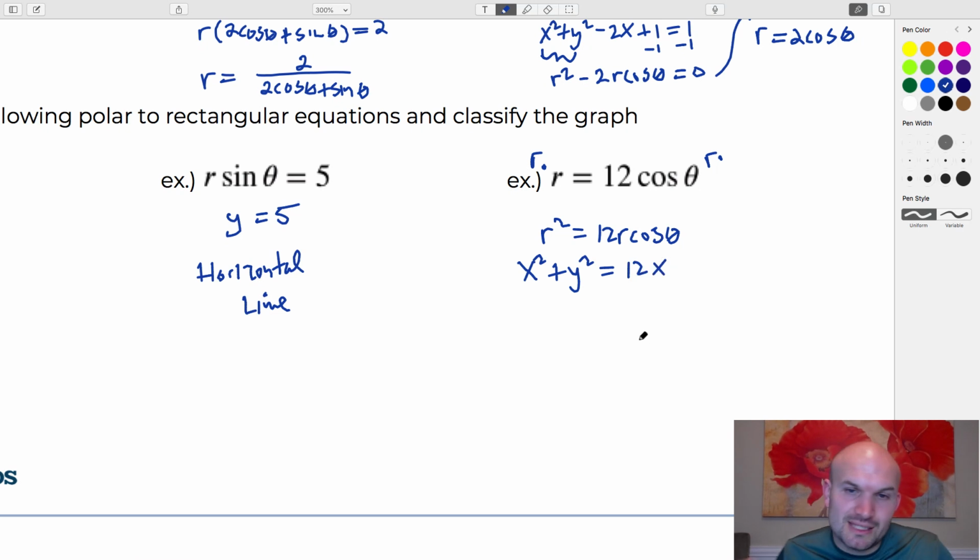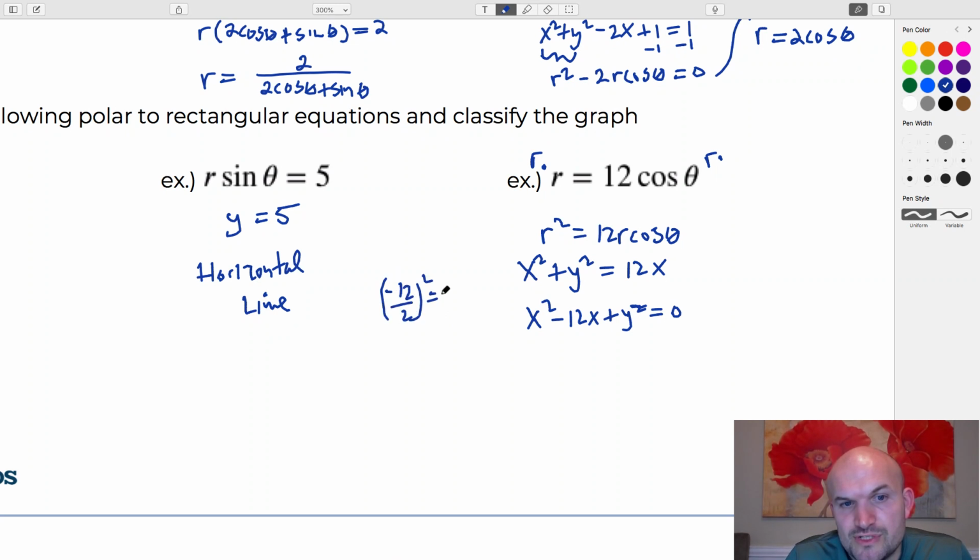Now, we might not know how to classify this, so I showed this to my students in class just to remind them, because this is really a precursor for what we're going to be doing next chapter. To really classify, to understand this, I can group my x's and my y's together, so I can bring the 12x over. And then I can complete the square. So remember, completing the square is taking your b term, dividing it by 2, and then squaring it, which equals 36.